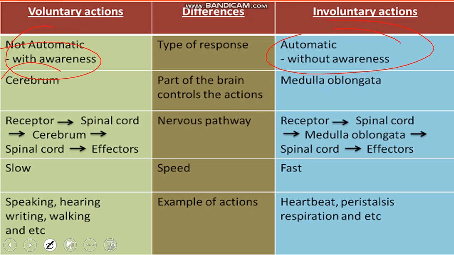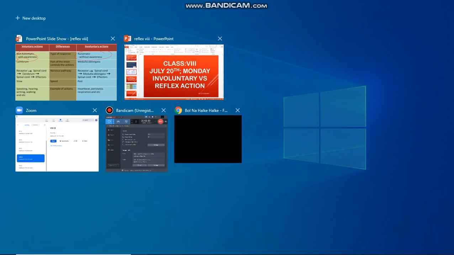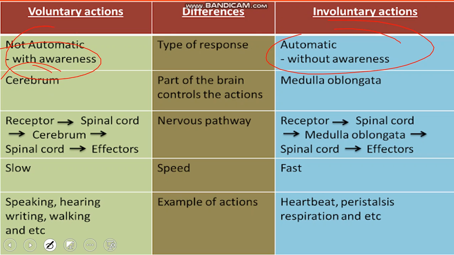The voluntary actions are controlled by the cerebrum, and involuntary are controlled by the medulla oblongata. This is a very important point, which means all the involuntary actions are controlled by medulla, whereas the voluntary are controlled by the cerebrum. So then let's see their pathways.